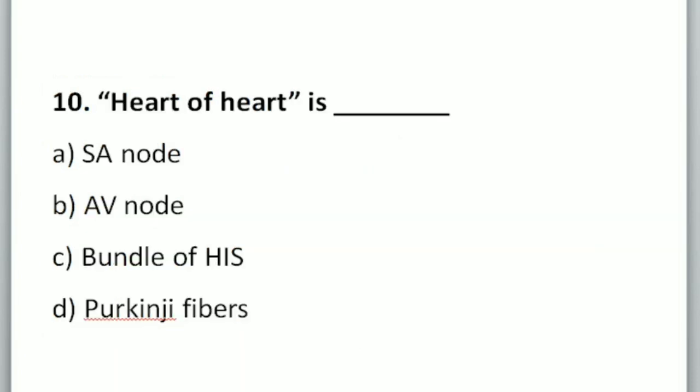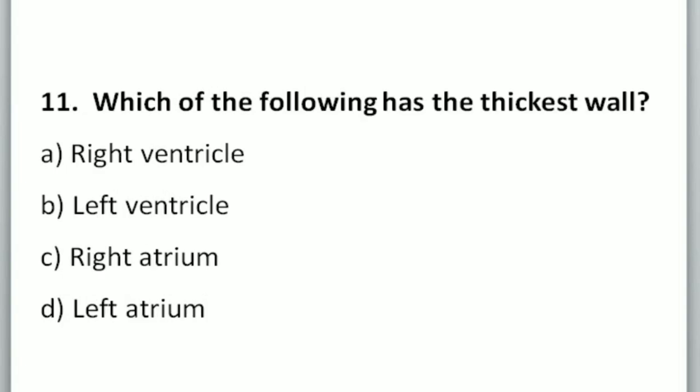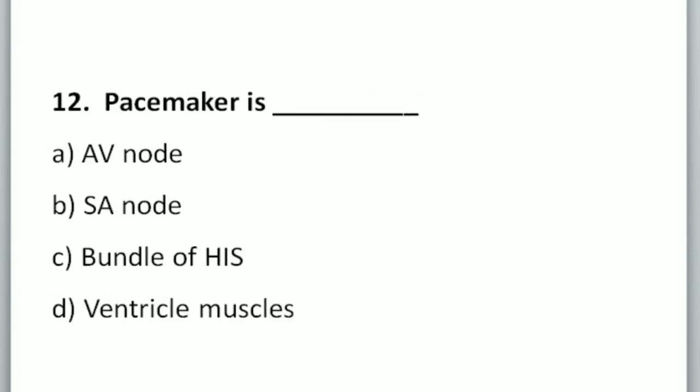10. Heart of heart is underscore. A. SA node, B. AV node, C. Bundle of His, D. Purkinje fibers. Answer A. SA node. 11. Which of the following has the thickest wall? A. Right ventricle, B. Left ventricle, C. Right atrium, D. Left atrium. Answer B. Left ventricle. 12. Pacemaker is underscore. A. AV node, B. SA node, C. Bundle of His, D. Ventricle muscles. Answer B. SA node.